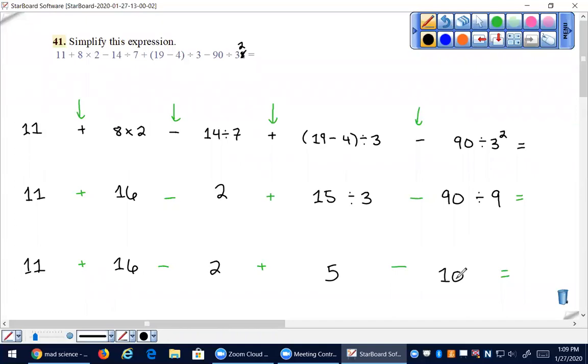So 11 plus 16 is 27. Minus 2 is 25. Plus 5, I'm up to 30. Minus 10, I'm down to 20. Questions about this one? Is it looking like something you could do on homework problems?